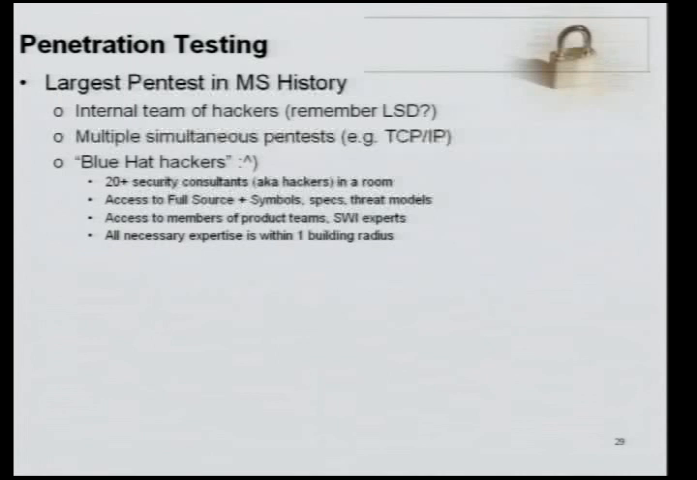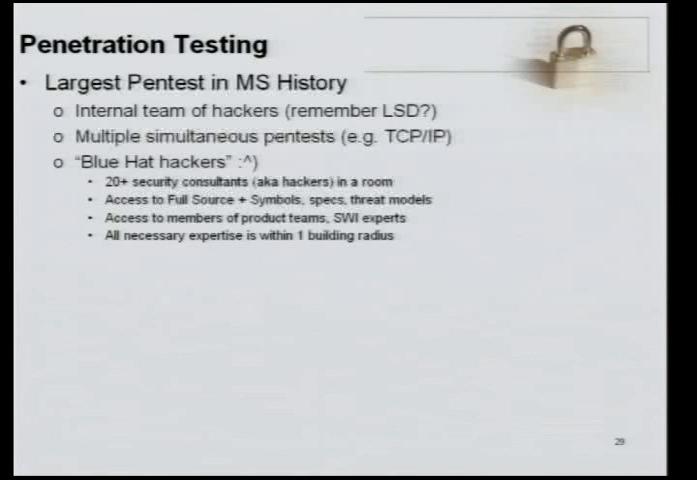We have an internal team of hackers. You may remember the LSD folks, Last Stage of Delirium, that discovered the flaw that the Blaster worm exploited. Those are people on my team and are members of this internal pen test team. We also had multiple simultaneous pen tests going on, so not just stuff that we were coordinating, but other things that teams had taken it upon themselves to get pen tested. Montesano looked at the NetIO stack, for example.